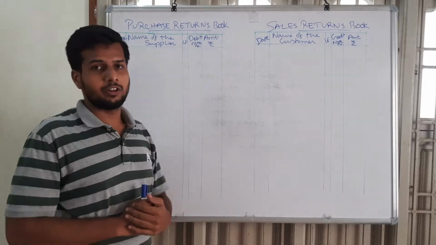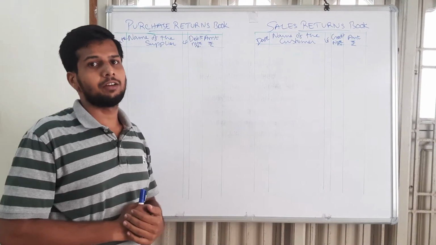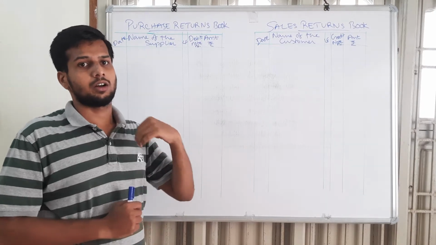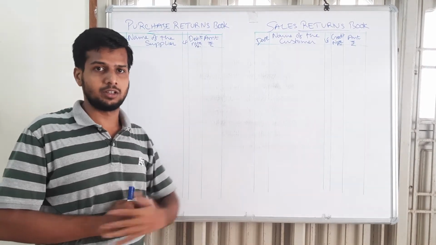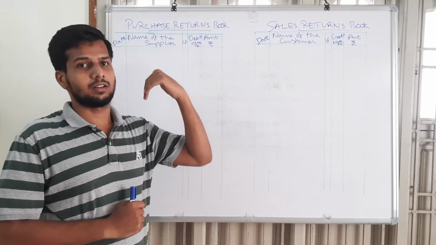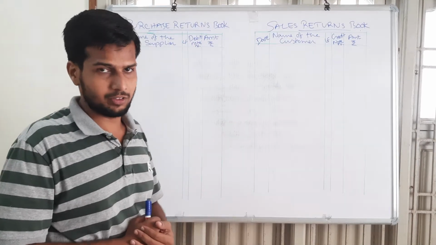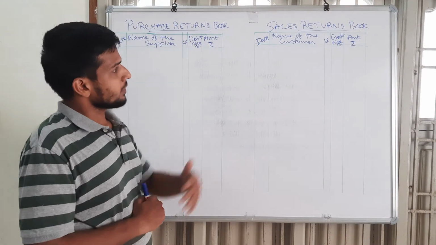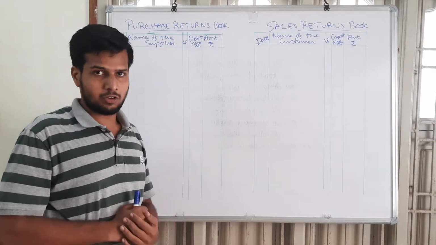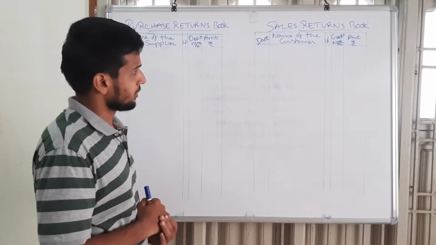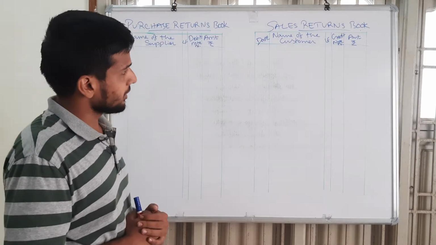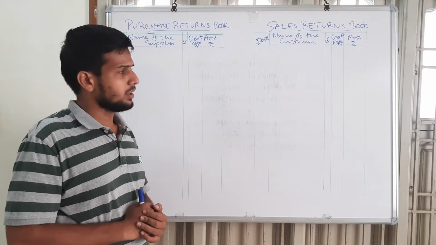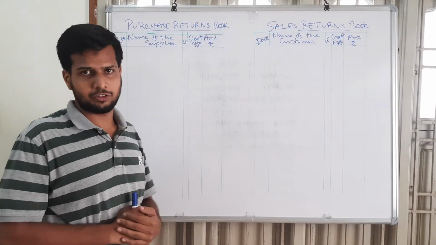Debit note is a document. It is prepared by the firm when they are returning goods to the supplier. And a credit note is also a document that is prepared by the firm and issued to the customers.